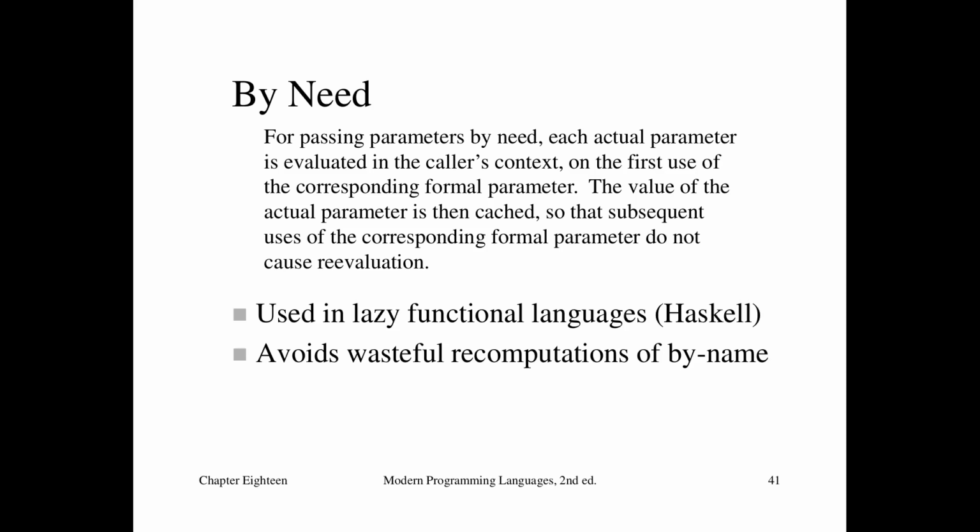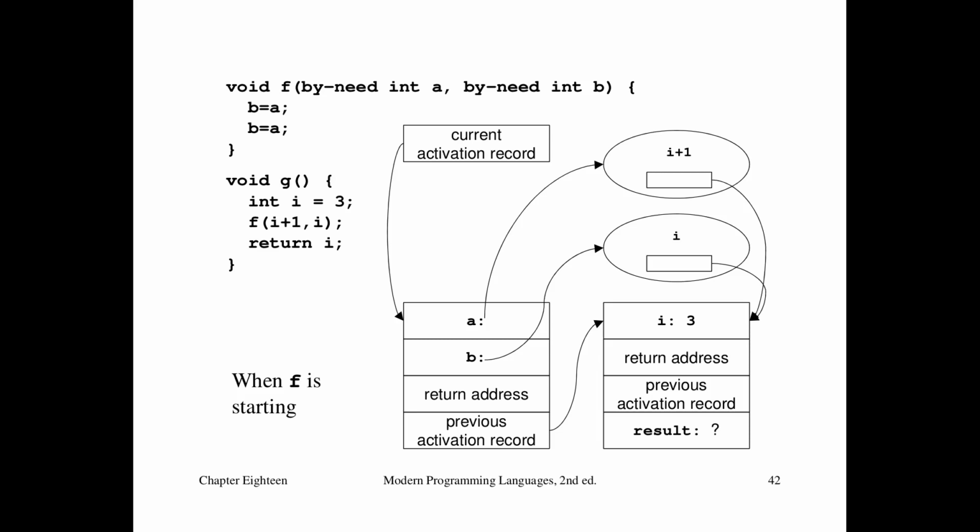And this, of course, avoids the wasteful recomputations that were found in the by name approach that we saw previously. So it's very similar. We have the same anonymous function type thing going on, but this time we're going to say by need for A and by need for B in F, and then we're going to do the assignment of A to B twice. If we run this, we see that G, just like before, has the value of I equals 3, and then we're going to pass in I plus 1 and I plus 1 for A and I for B.